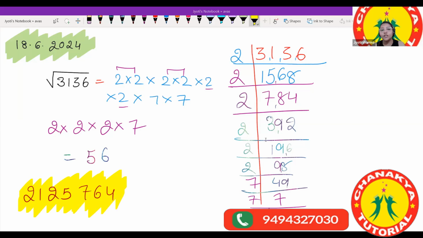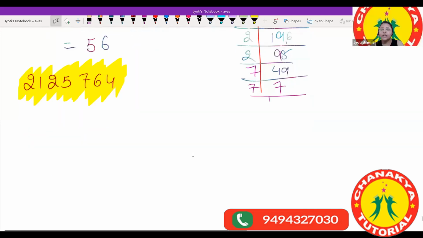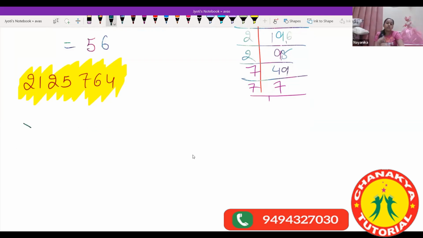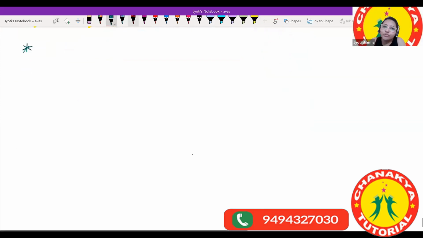Okay. Now, so what is the other method? Before starting long division, I am going to teach you one method, but that is applicable only for perfect squares. So for that we should know the squares.